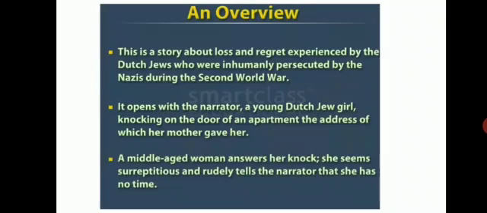Now, as I told you, this is a story about loss and regret experienced by the Dutch Jews who were inhumanly persecuted, not treated well by the Nazis during World War II. The story begins when a young Dutch Jewish girl knocks at the door of an apartment, the address of which her mother gave her before she died. Before the mother died, she had told her about Mrs. Dorling and her address. Mrs. S had also told her how she had left all her belongings in the safe hands of Mrs. Dorling.